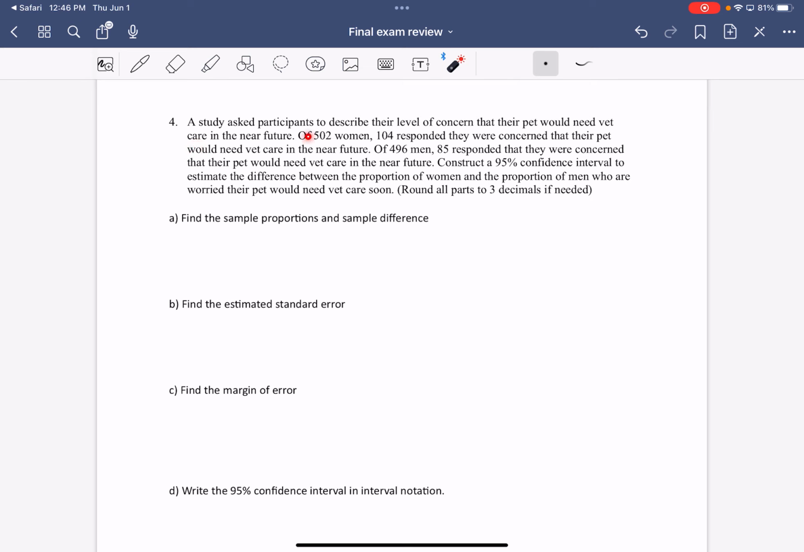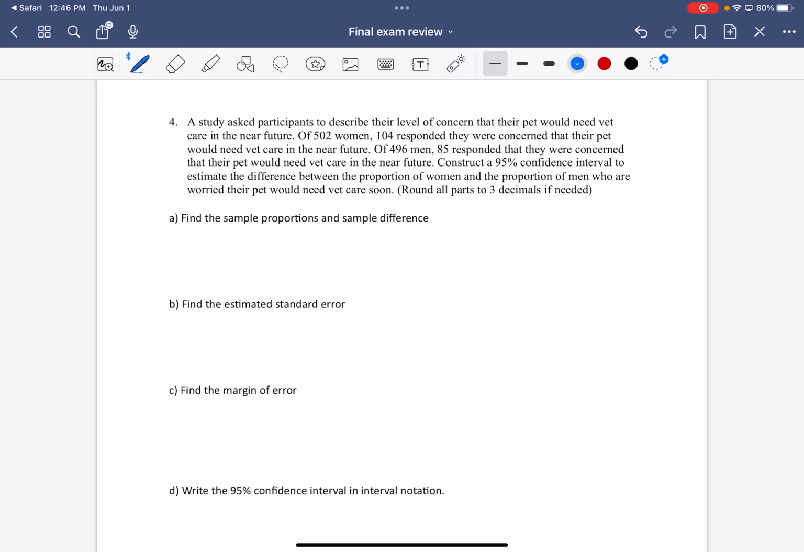A study asked participants to describe their level of concern that their pet would need vet care in the near future. Of 502 women, 104 responded they were concerned that their pet would need vet care in the near future. Of 496 men, 85 responded that they were concerned their pet would need vet care in the near future. Construct a 95% confidence interval to estimate the difference between the proportion of women and the proportion of men who are worried their pet would need vet care soon. Round all parts to 3 decimal places.